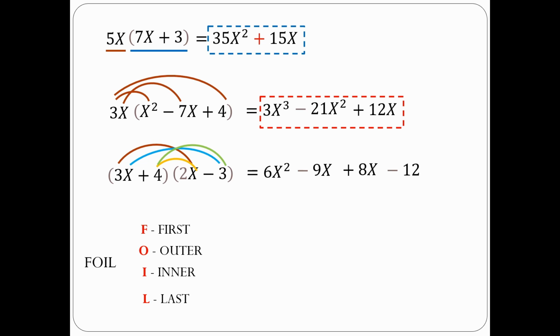Now let's combine the like terms. So negative 9x plus 8x is negative x. Then 6x squared remains. Same with negative 12. Now our final answer is 6x squared minus x minus 12.